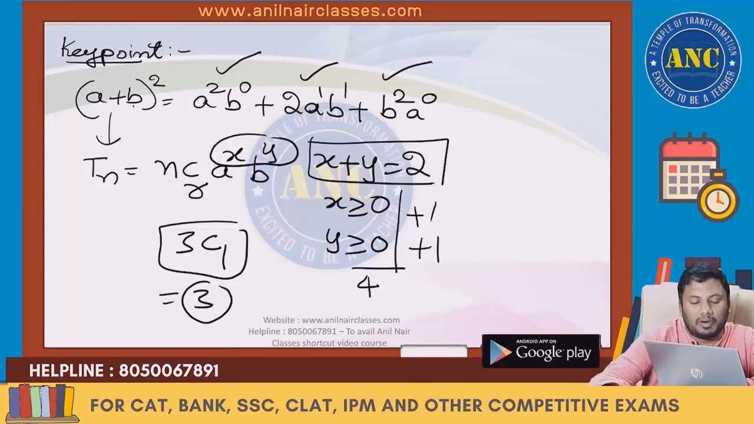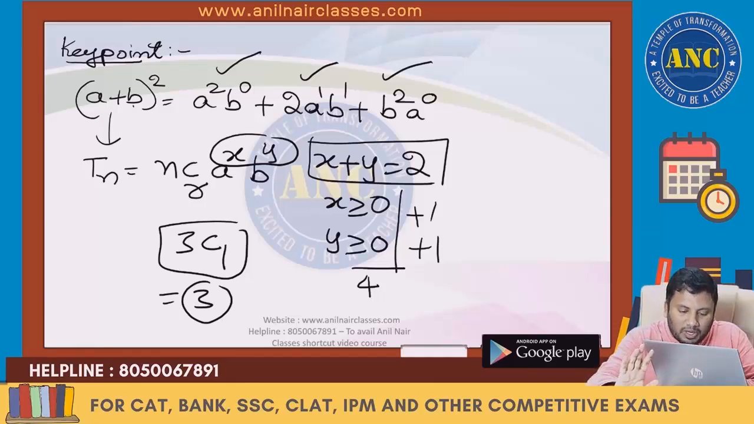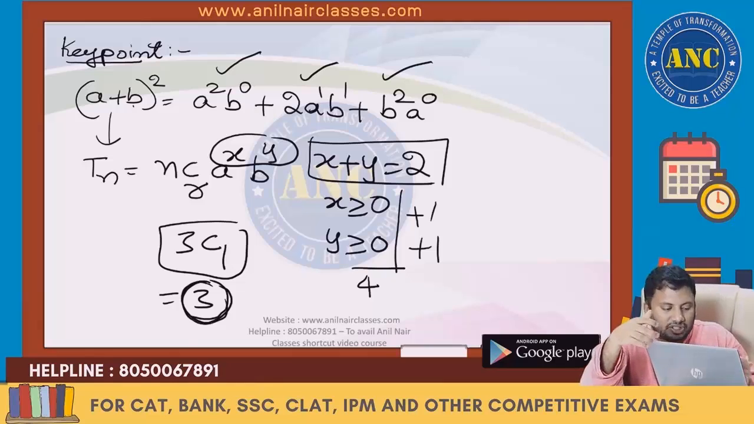Tn is nCr into a power x b power y. The sum of the powers is equal to the power. x plus y equals 2, x greater than or equal to 0, y greater than or equal to 0. So we get 3 solutions, which is 4 choose 1... it is nothing but 3c1. 3 is the number of distinct terms.